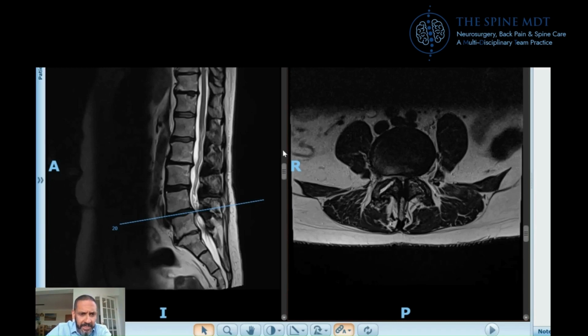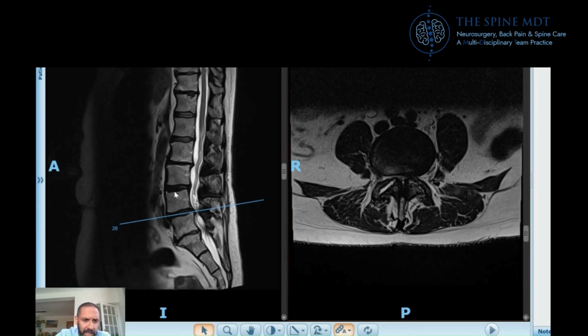It tends to be patients who are in their 50s or 60s and above, but occasionally you can see it in younger patients, and it's due to wear and tear in the spine. It's a lot easier to explain this with an MRI scan, and that's usually the investigation of choice. So here is a typical MRI scan of someone with lumbar canal stenosis.